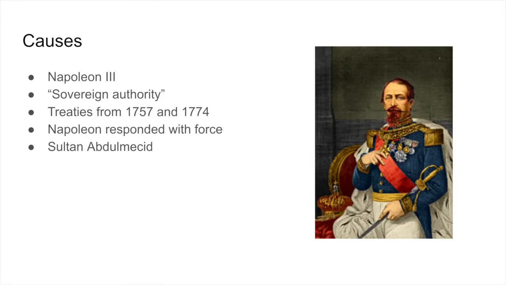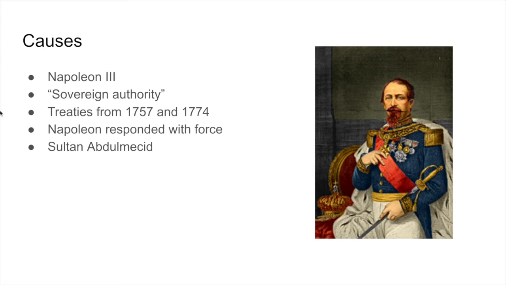So some of the causes, I think one of the main causes in this would be Napoleon III. Napoleon wanted to restore France's authority as an international power, especially through its military. He pursued sovereign authority of Christians in the Holy Land, basically in this time Palestine. Russia disputed France's authority and referred to treaties from 1757 and 1774. The Ottoman Empire acknowledged these treaties and declared Russia the protector of Orthodox Christians in the Ottoman Empire.